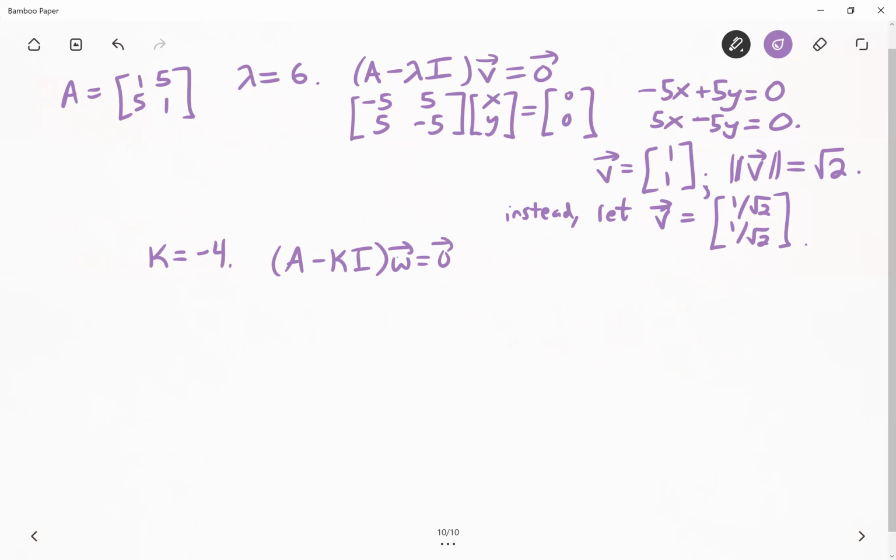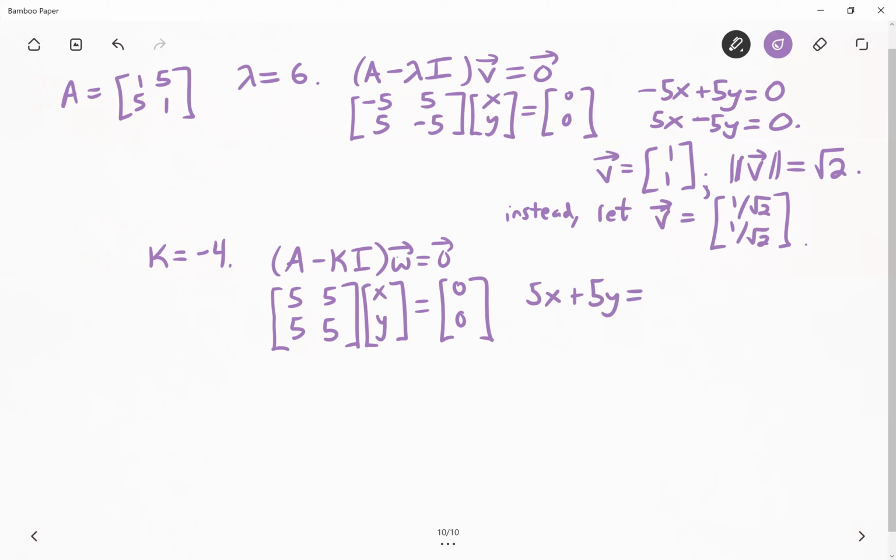And so now I'm subtracting negative 4 from each. Well, subtracting negative 4 is like adding 4. This will be 5, 5, 5, and 5. It's a lot of 5s. Times xy is equal to 0, 0. Let's get 5x plus 5y is equal to 0.